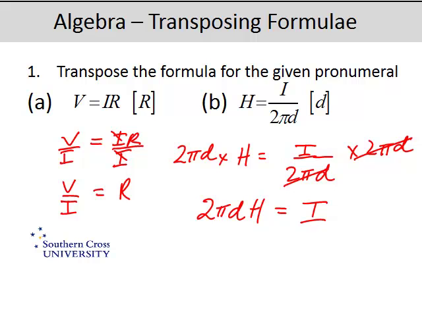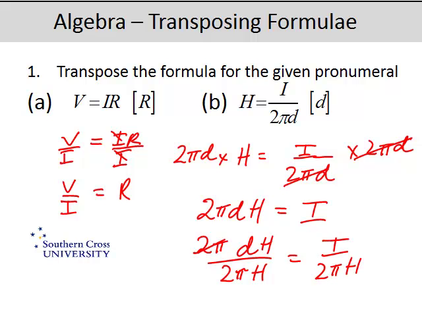And then I'm going to look at this left hand side and say basically what's happening here, d has been multiplied by 2 pi h. And then I say what's the opposite to that? And it will be dividing by 2 pi h. So you can see that. Okay, so that means that d is equal to, now that's not very nicely written, is it? So it's I divided by 2 pi h.